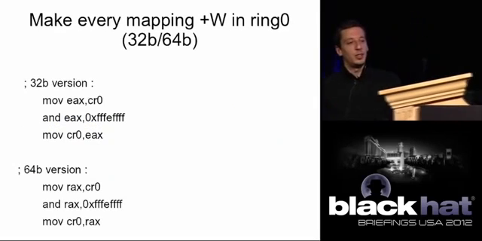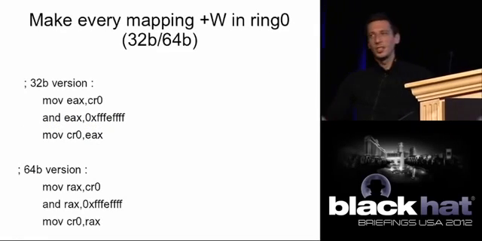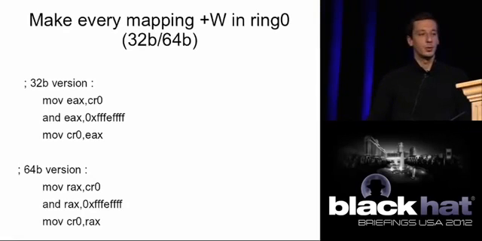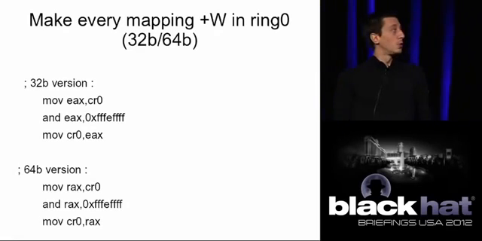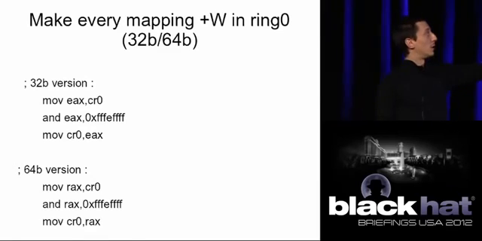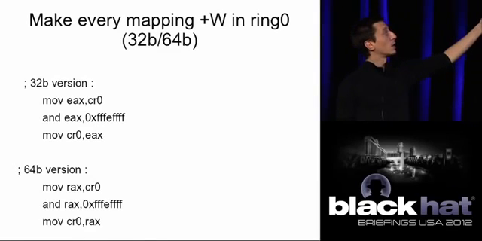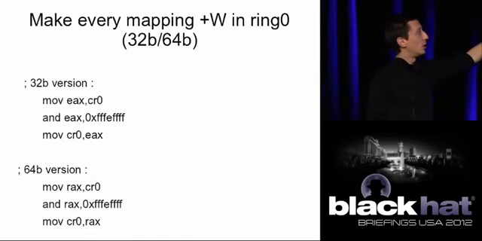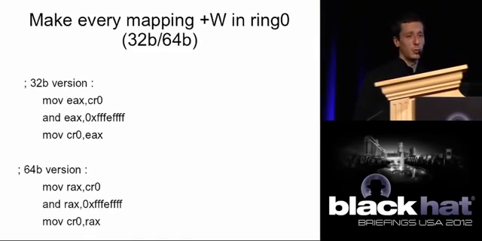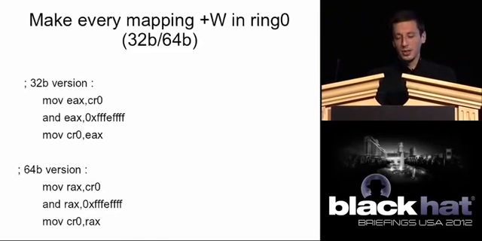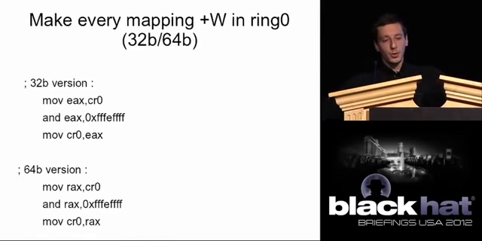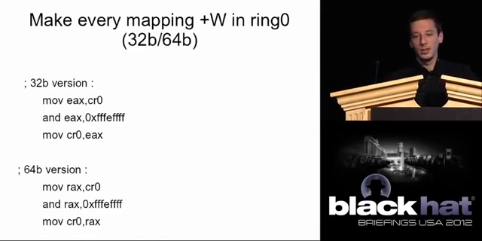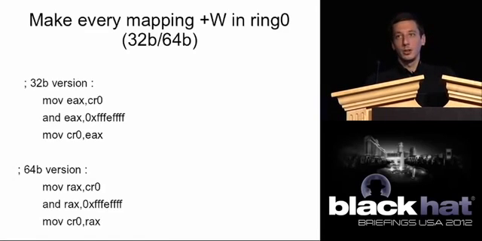So it's a bit in CR0. It's the 16th bit of CR0, the control register 0. It's very straightforward. You just read CR0 into EAX, you mask the bit 16 and you write it back. And it's the same thing in 64-bit. The thing is, in 64-bit, the upper 32 bits are always 0 anyway in CR0, otherwise you get a general protection fault, say the manuals.